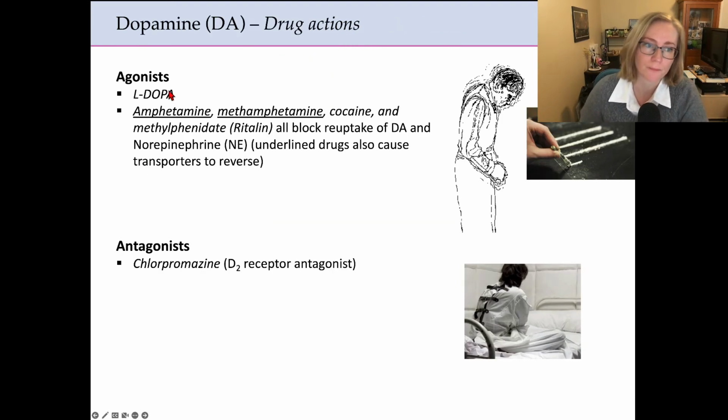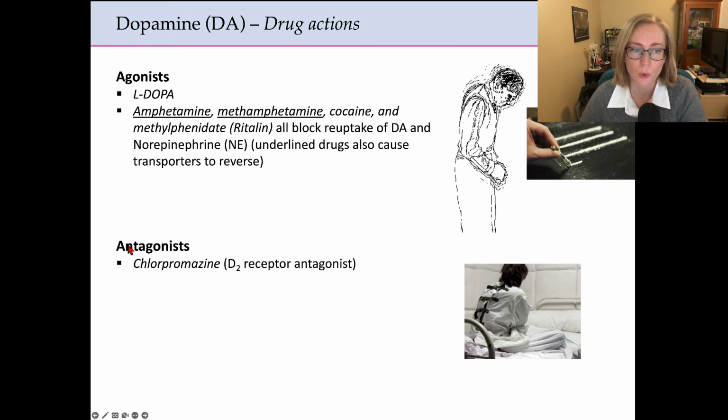Okay, so these are three different classes of drugs that I want you to know for dopamine. So L-dopa, we talked about this. Amphetamines, methamphetamines, cocaine, and methylphenidate, which is Ritalin, they all do the same thing. They all block reuptake of dopamine, as well as norepinephrine, actually. So if you block reuptake, it enhances the effect, hence agonist.